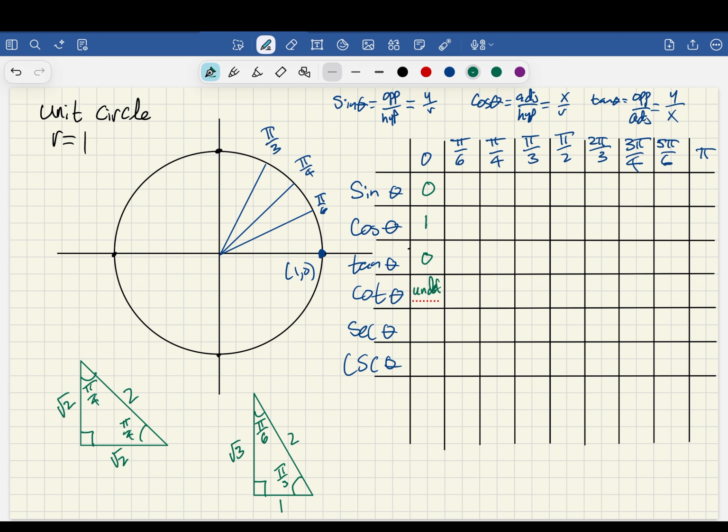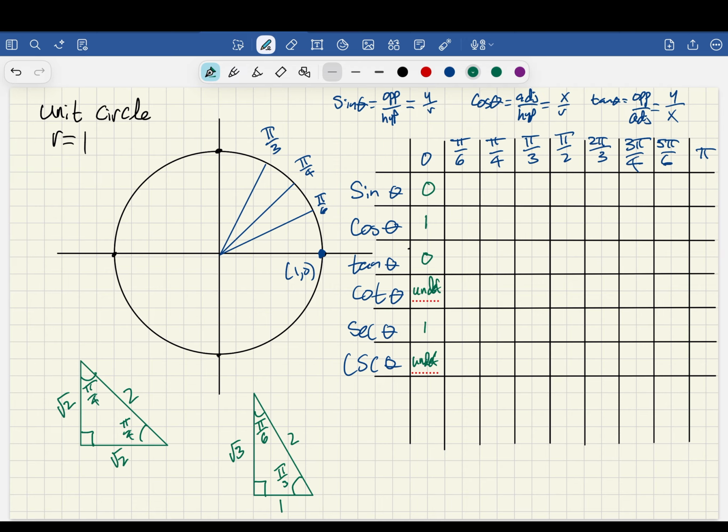The secant we find by inverting the cosine, which in this case is 1, and when we invert 1 over 1, we still get 1 over 1, so the secant is 1. The cosecant is found by inverting the sine. The sine is 0, so 0 over 1 inverted would be 1 over 0, or again, we have an undefined value.